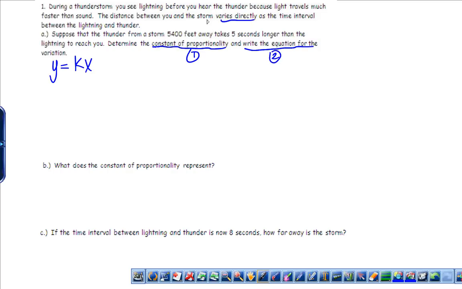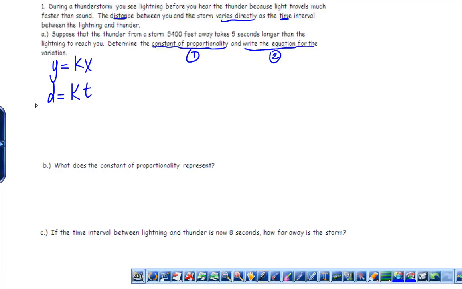Okay, let's go back up here and figure out what my varies directly equation is going to represent. It didn't say anything about an x and a y, so let's figure out what we can replace. It says the distance between you and the storm, so it looks like I'm going to replace this y with a d. I have to keep my constant of proportionality. And now what can I put for x? It says varies directly as the time interval between lightning and thunder. So it looks like I'm doing distance varies directly as time.